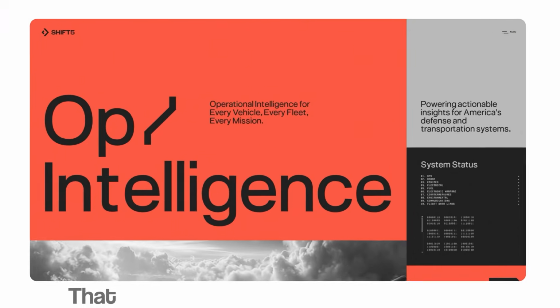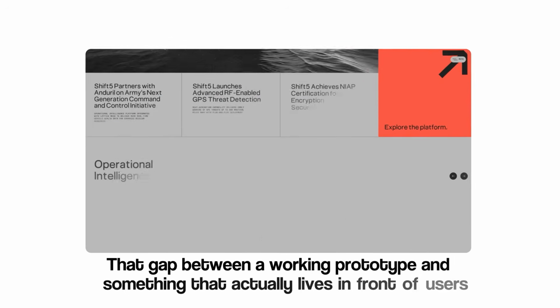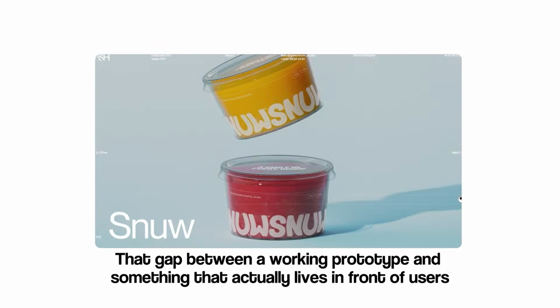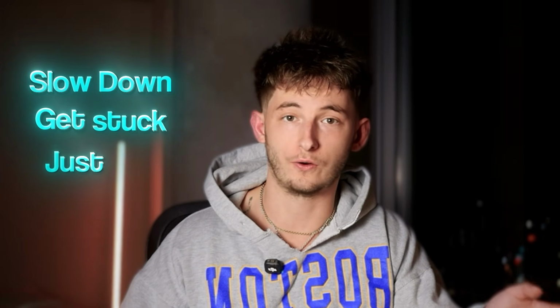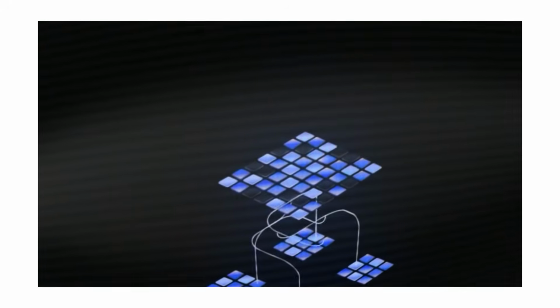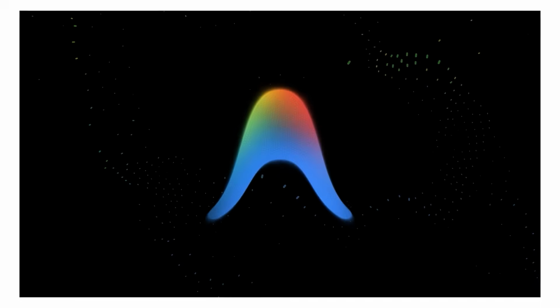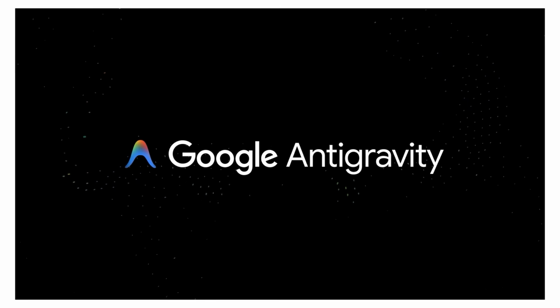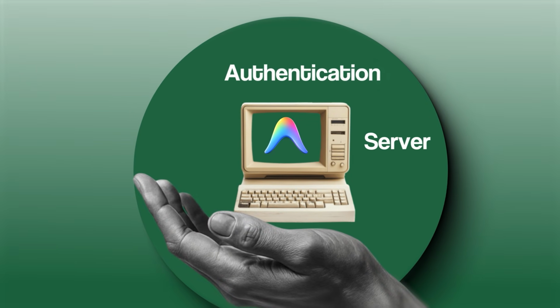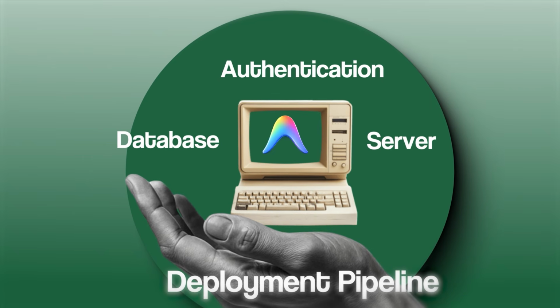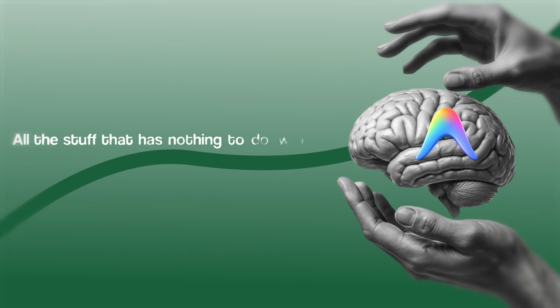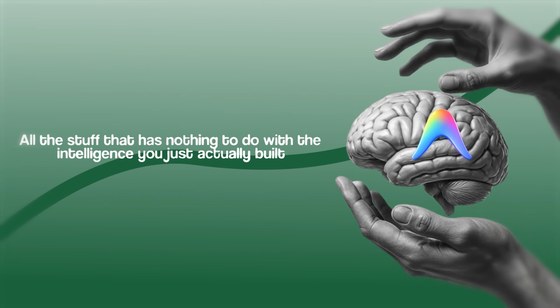Building out an AI agent has never been easier, but deploying one is still a different story. That gap between a working prototype and something that actually lives in front of users is where most projects slow down, get stuck, or just die completely. Not because the AI is not good enough or the system isn't good enough, but because of quite literally everything else. The server, the authentication, the database, the deployment pipeline, all the stuff that has nothing to do with the intelligence you just built.